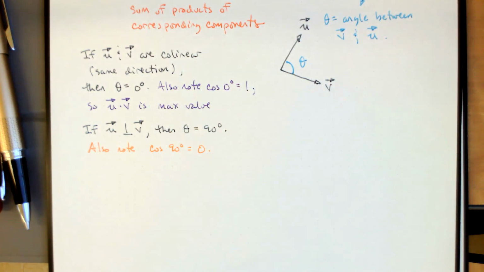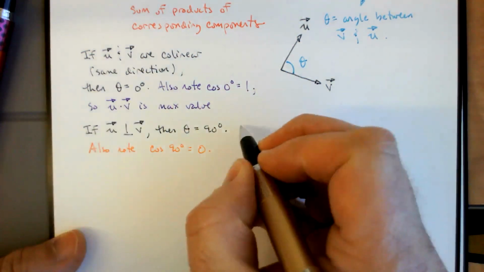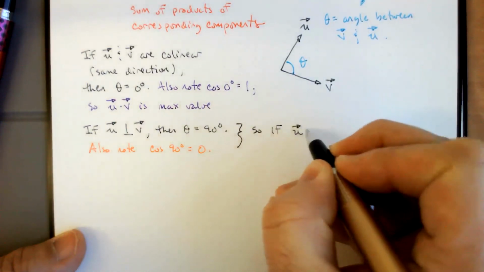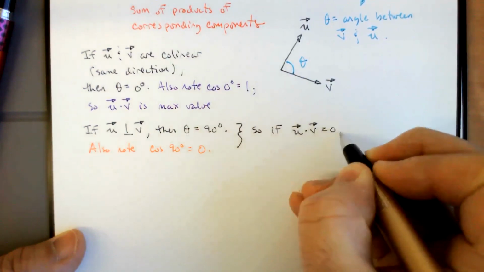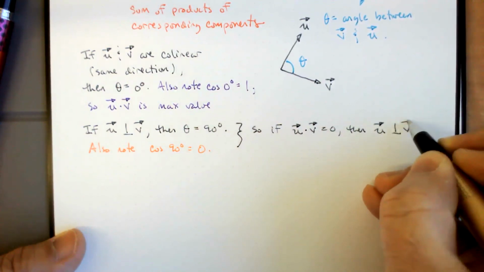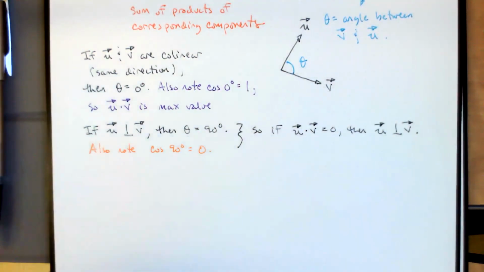So here's a way to find out if vectors are perpendicular. If the dot product of vectors is equal to 0, then the vectors are perpendicular. So we can turn this around. If u dot v is equal to 0, then u is perpendicular to v.